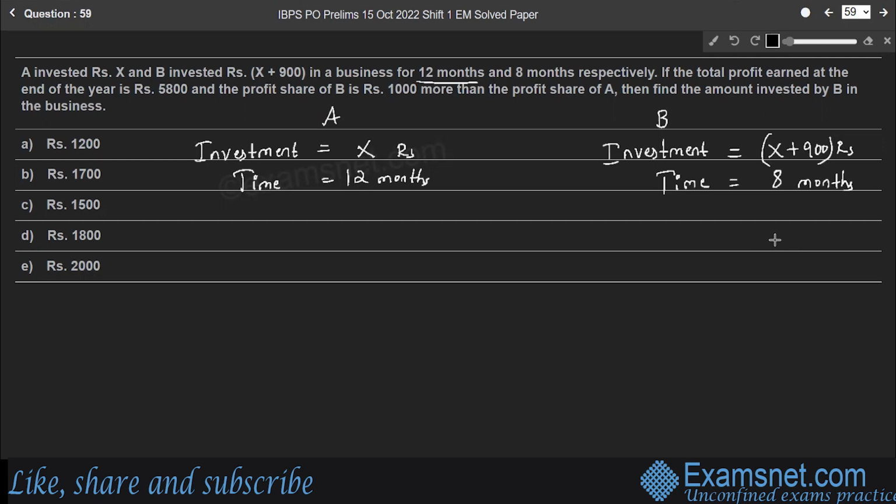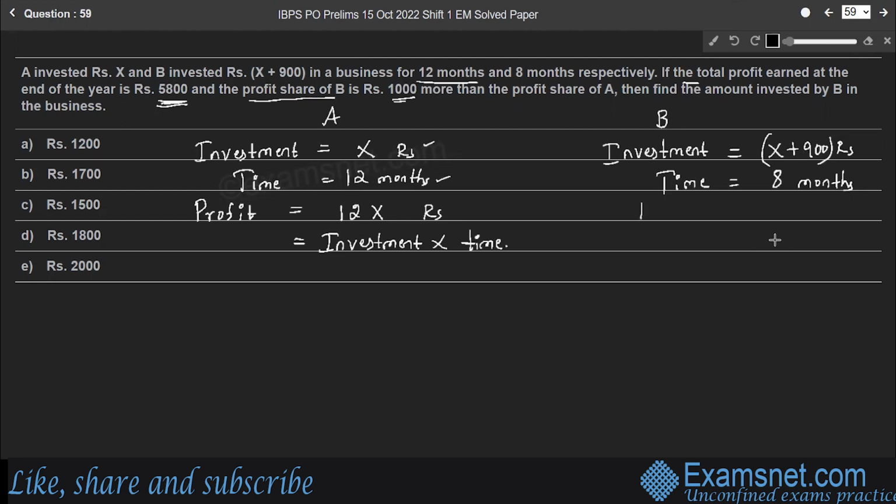And it is given that the total profit earned at the end of the year is 5,800. We'll consider the total profit part later. And the profit share of B also we'll consider later, right? Here investment and time are given. Therefore, the profit of A, since profit is directly proportional to investment and time, is 12 into X, 12X rupees, investment into time, right?